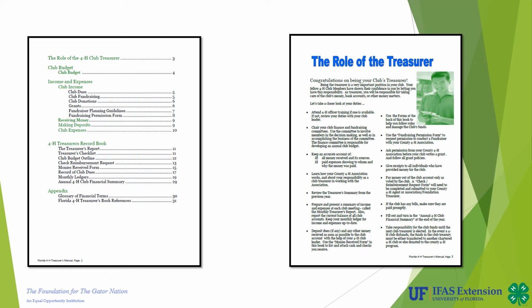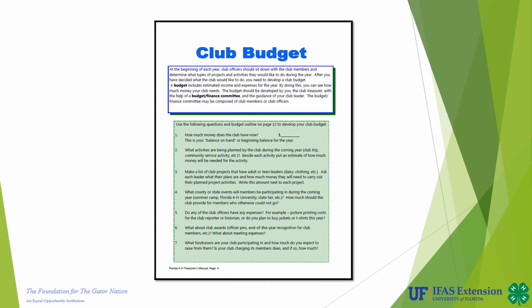Every club and county is different, so it's important to remember that it's a good idea to meet with your club leader and 4-H agent to see what their expectations of you are this year. If your club fundraises and has a club budget, take a look at page 4 and use the questions in the green box to help you fill out your club budget, which you can find on page 12 of the Treasurer's Manual.